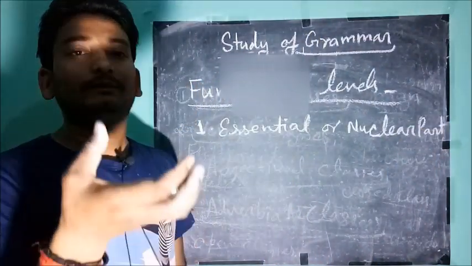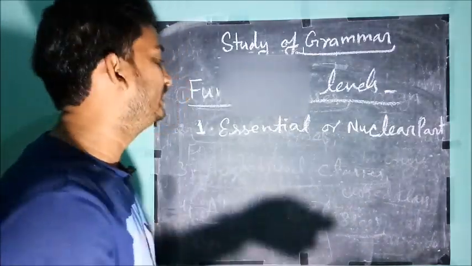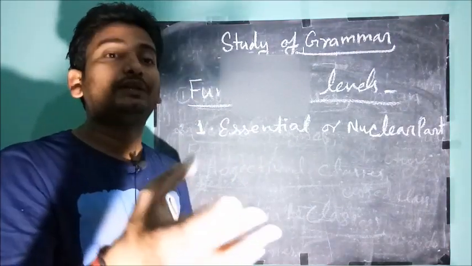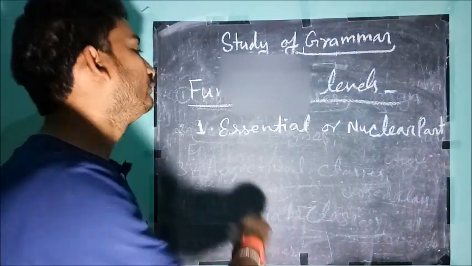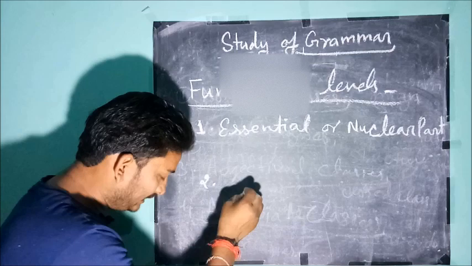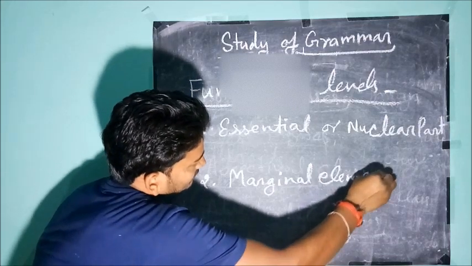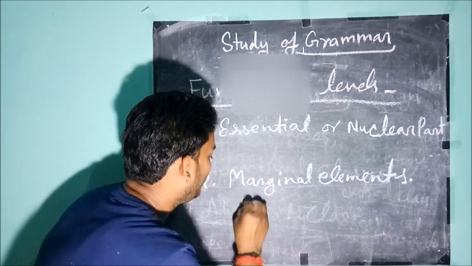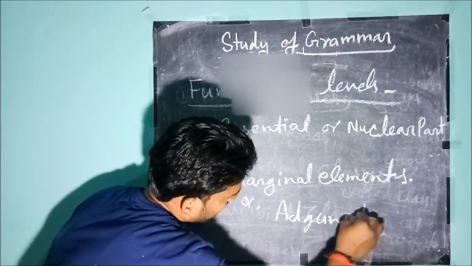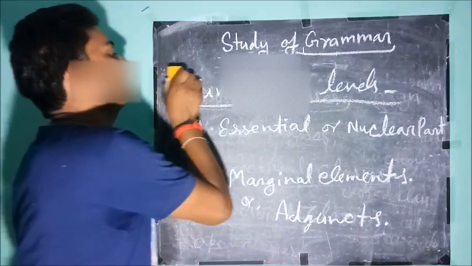Guys, essential means the most important, the essence. The most important, most prominent part of the sentence we call the nuclear part. The part which, if removed or reduced, affects the meaning of the sentence is the essential part. But the second one is marginal elements. Marginal elements are adjuncts. Guys, we must understand these 2 in a sentence.